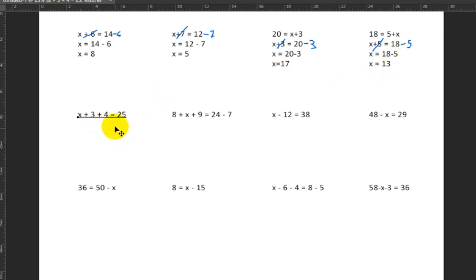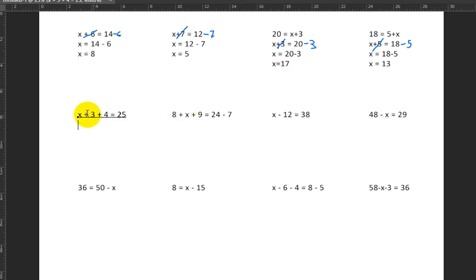All right. What if we have more than one calculation going on? So here we have x plus 3 plus 4. Well, you have to ask yourself, can we do plus 3 plus 4? Well, yeah, sure we can. So we can do that first, and then we can continue with the rest of the things that we were doing.